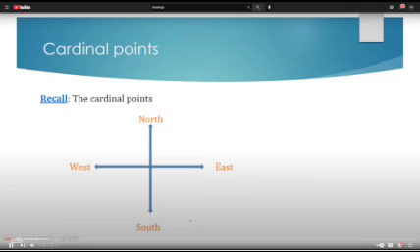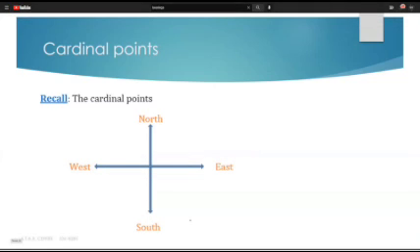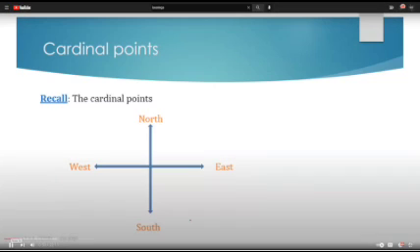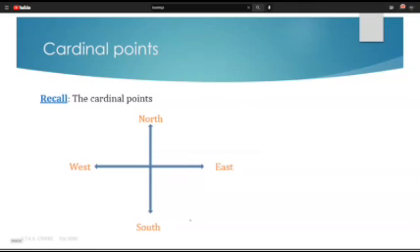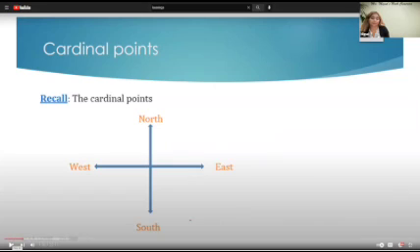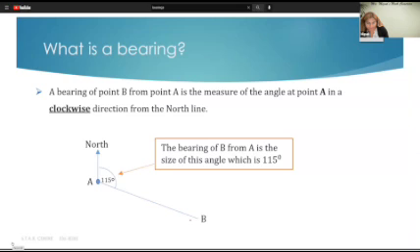We have north, south, west, and east. In some questions, we will be required to do a diagram. If they tell you that a vehicle is traveling in the eastern direction or the southern direction, you need to know in the sketch of a diagram which direction that is. But for today's lesson, the most important direction that you need to remember is north. The north line is always pointing upwards. And bearings are always measured from the north line, right? So let's continue. What is a bearing?